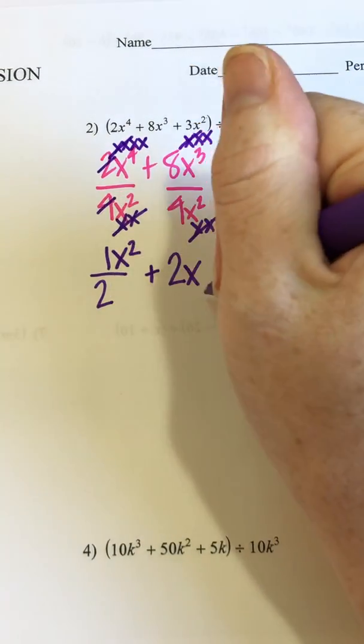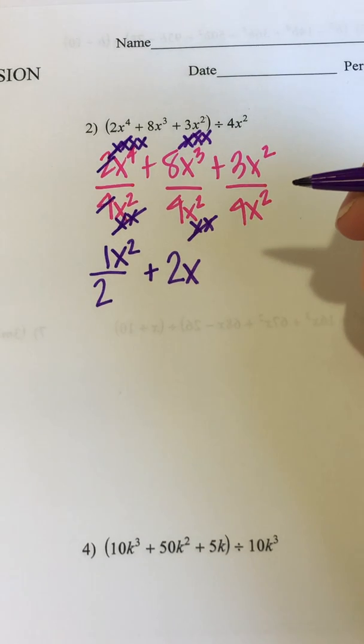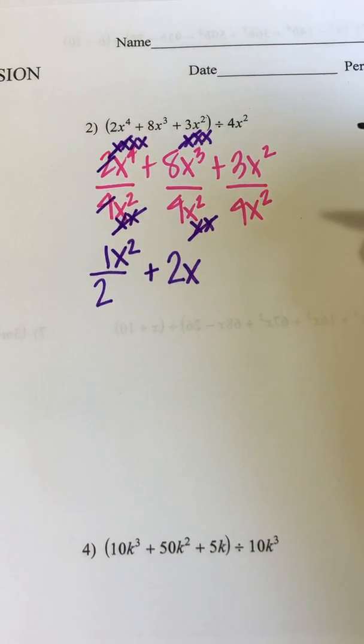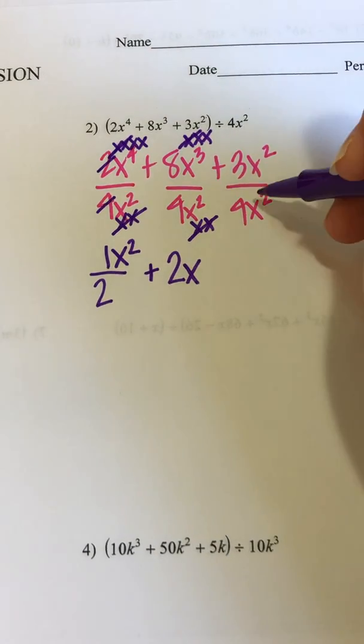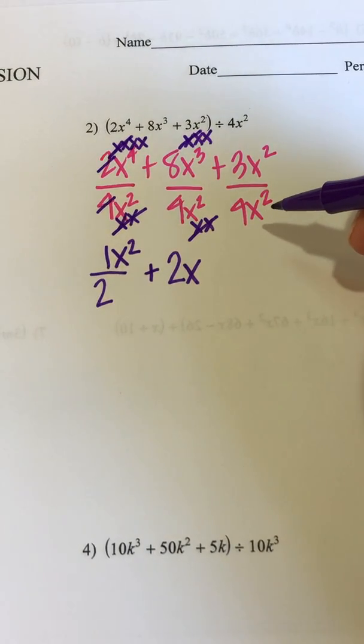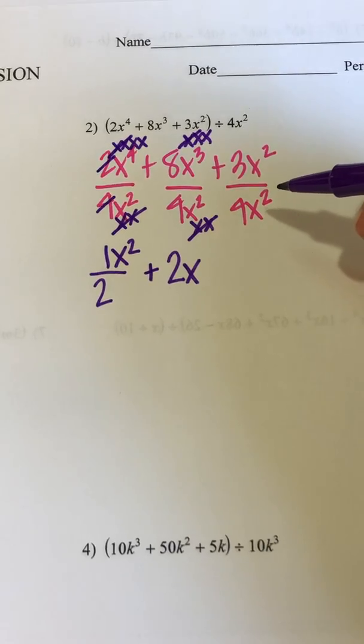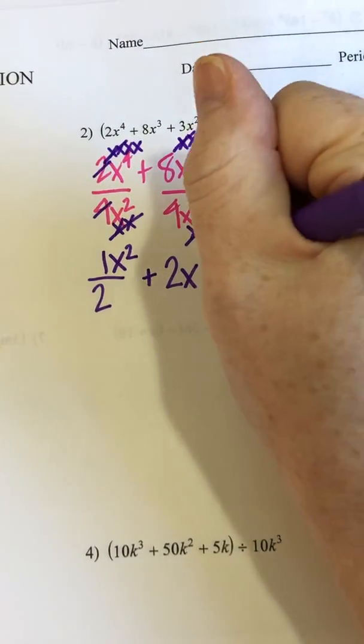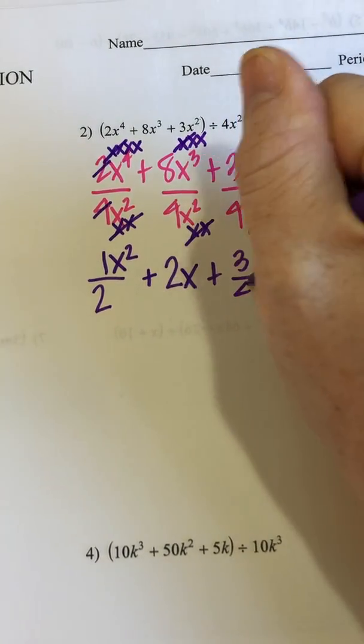Does everybody see how I could have written this over 1 and it still give me a fraction? But I really don't need to do that. I want to write it as simple as possible, okay? All right, then over here I've got 3/4. The fraction does not reduce, but these x squareds cancel each other out. So I have 3/4.